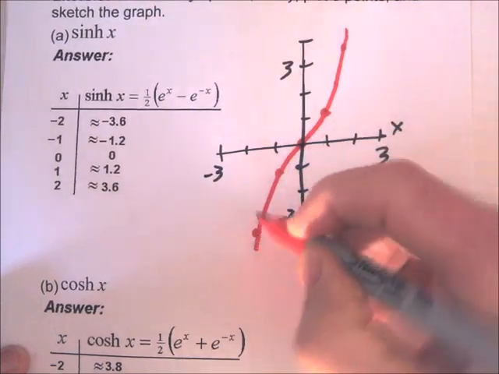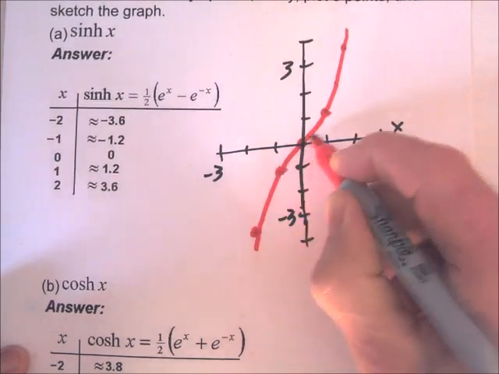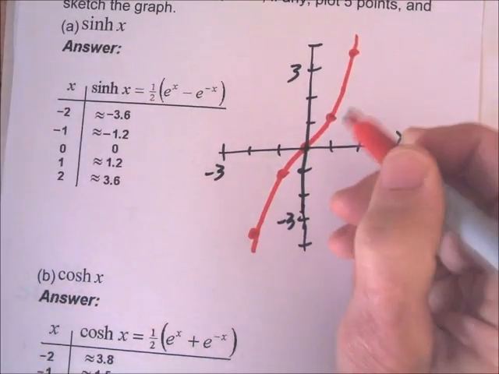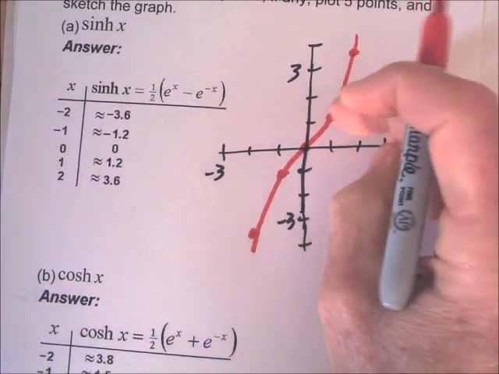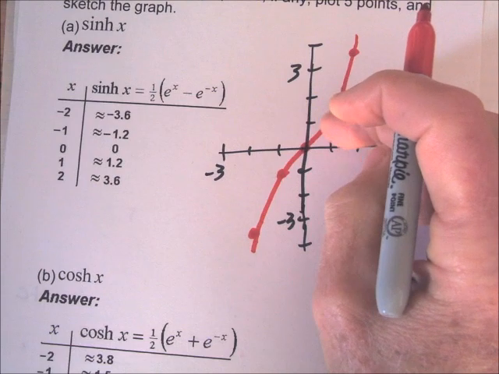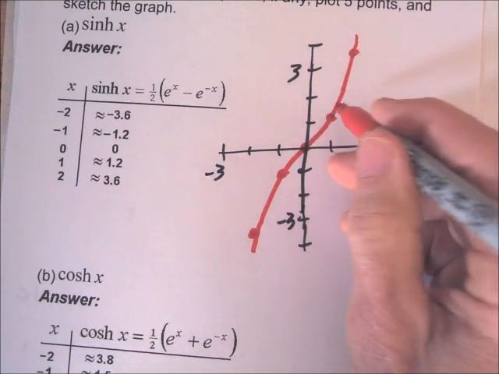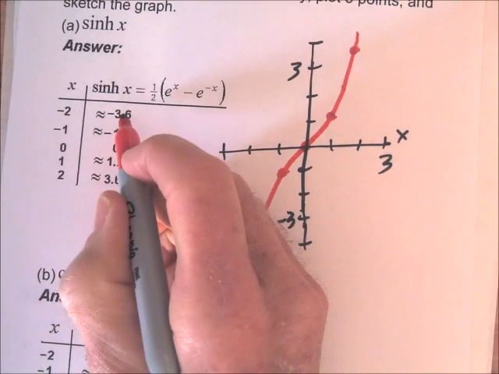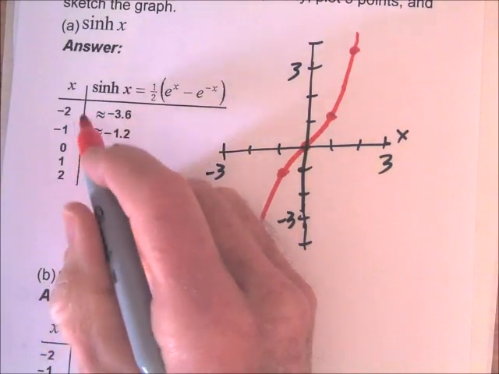I mentioned before that this is an odd function, and there's a couple of ways this shows up in the graph. One is that if you rotate this 180 degrees about the origin, you'll get back the same shape in the same position. And also it shows up on the table of values here.